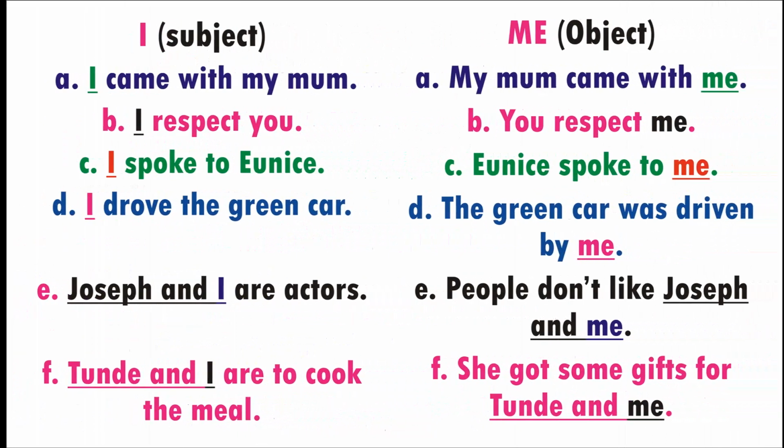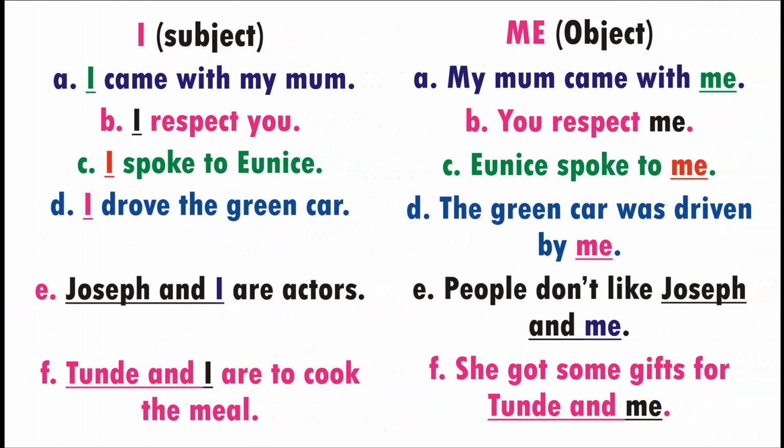On this page, I try to put examples of both pronouns right in front of each other so that we will be able to differentiate how to use I from how to use me. In example A, I as the subject of the sentence, we have I came with my mom. I is the subject of the sentence. In the object version, we have me: my mom came with me. So in this case, me is the object of the preposition with.